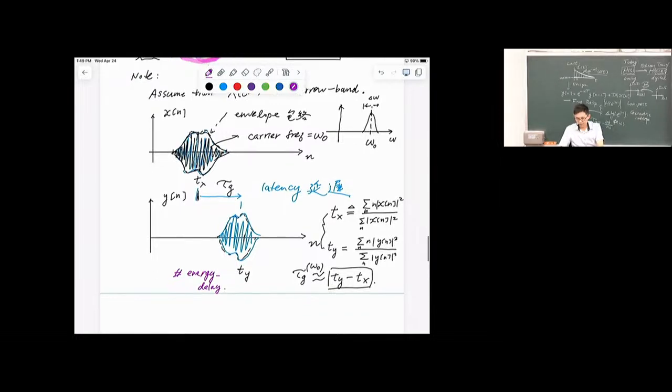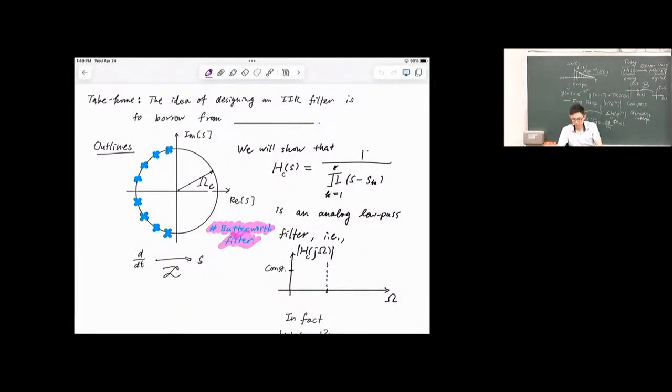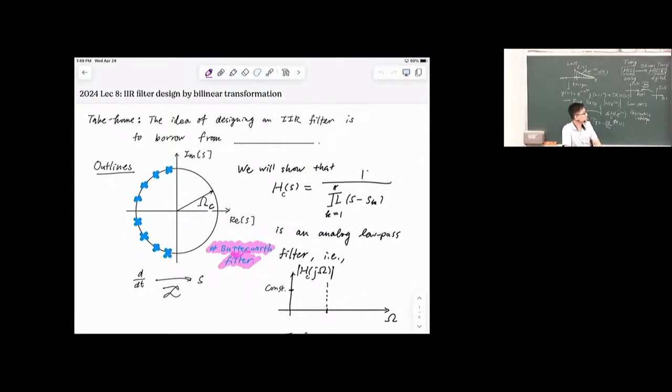Now I think we are ready to enter the next lecture, which is an improved design. I've named the lecture IIR filter design, infinite impulse response. The resulting outcome is again a difference equation with feedback coefficients. IIR system design through bilinear transformation.